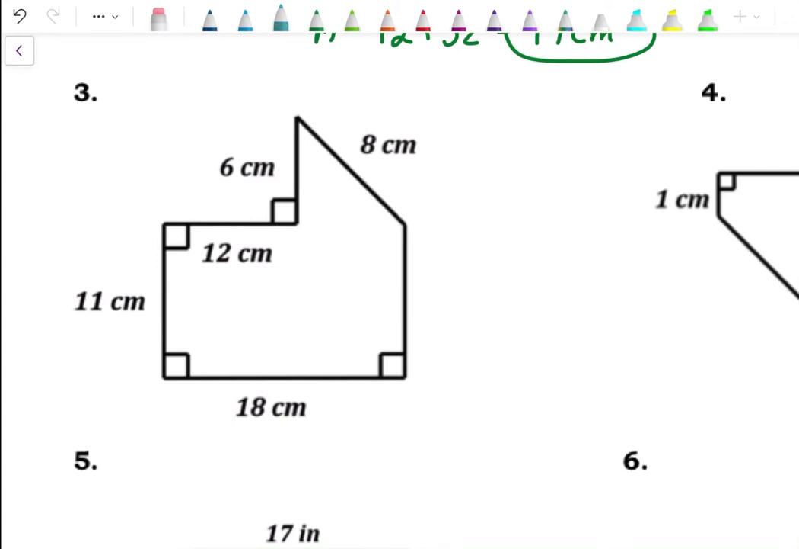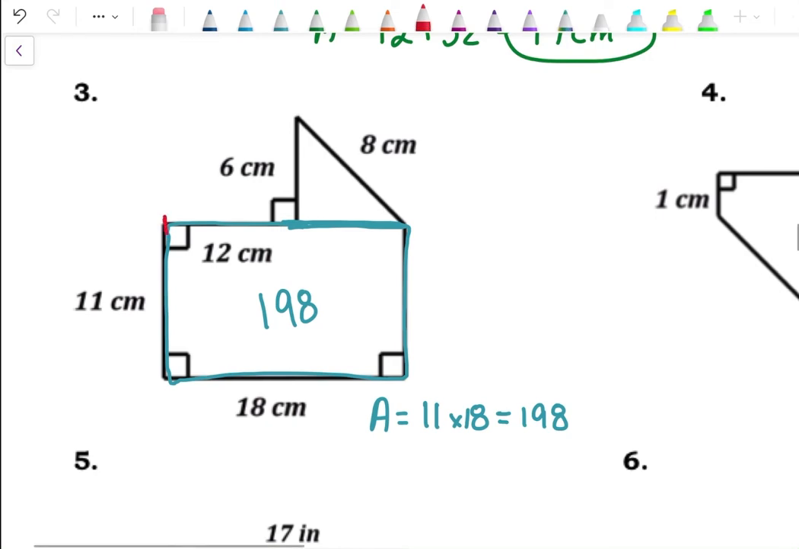Number 3 is starting to get a bit wonkier, but again, split it into shapes you know. I see a kind of triangle-y looking shape up top, so I'm going to cut off a bit of a triangle and make a rectangle and a triangle. So here's my rectangle, top part's my triangle. Let's start with the area of the rectangle because that part's the easiest. That's going to be 11 times 18. 11 times 18 is 198. So this bottom rectangle has an area of 198.